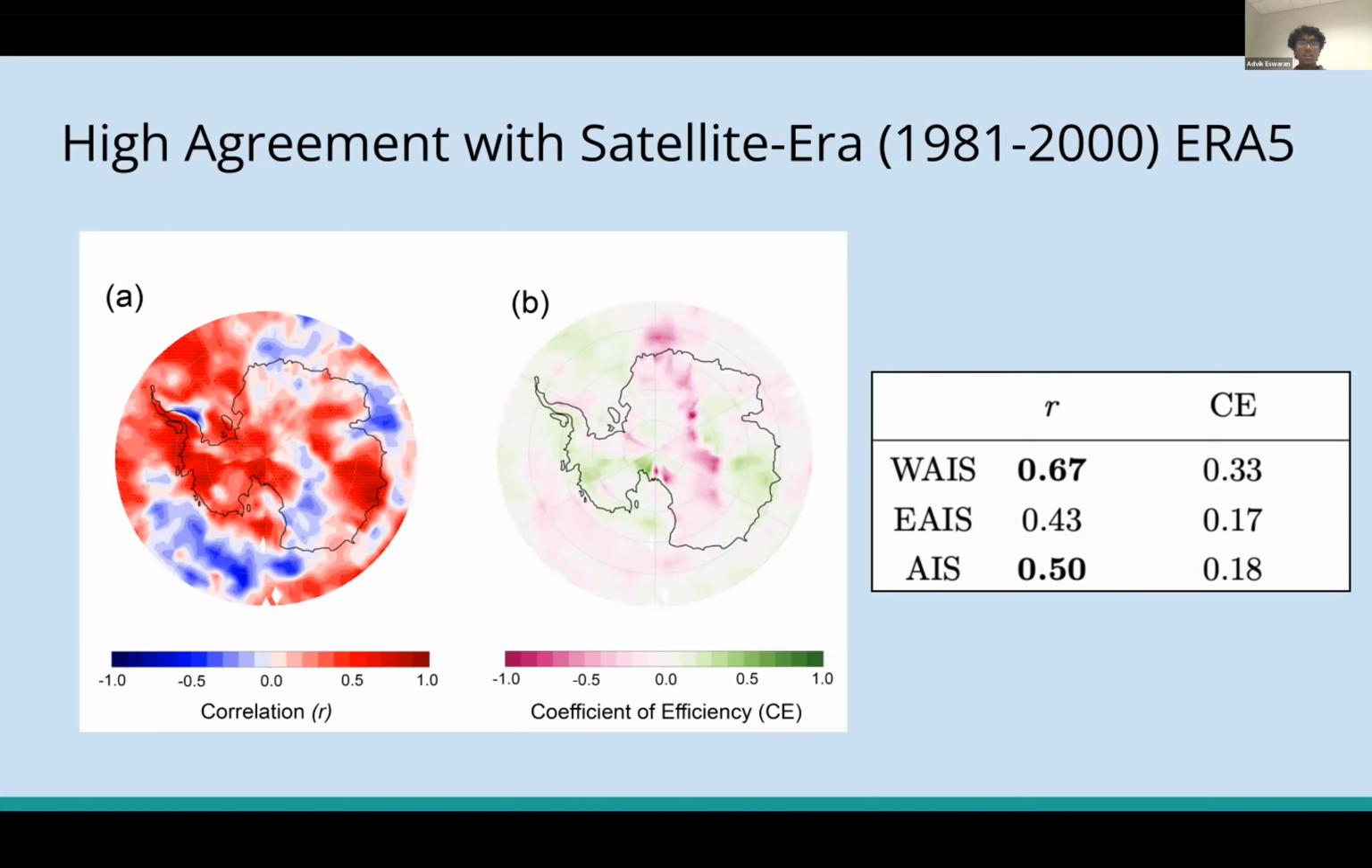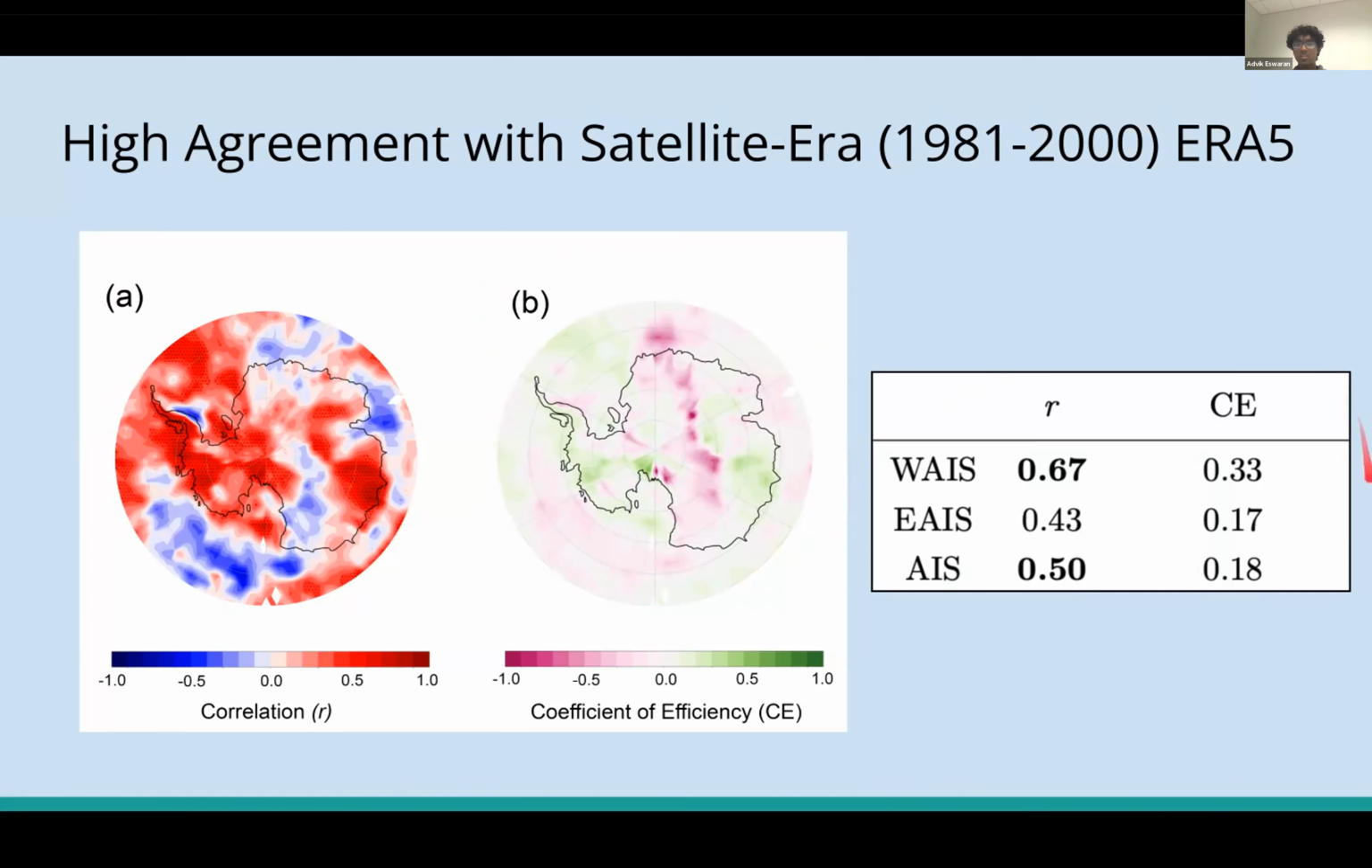And we find overall that our reconstruction agrees quite well with ERA5. You can see here on the left is a plot of the correlation coefficient with ERA5. On the right is a plot of the coefficient of efficiency with ERA5. And overall, our reconstruction does well. We have high correlation values, especially in West Antarctica. And in general, our agreement is worse in East Antarctica.